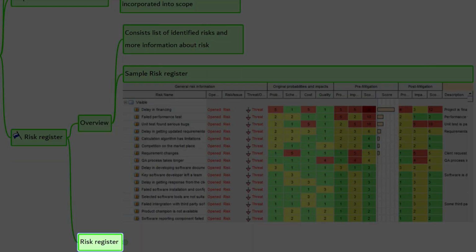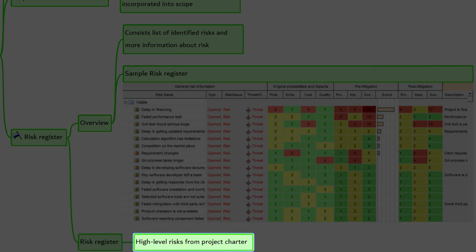Let's look at it with reference to the current context. The risk register will give the high-level risk from project charter. The risk register may contain response strategies that may affect the project scope, such as reducing or changing scope, strategies to avoid or mitigate risks. Remember, you are in a very early stage of the project, so the risk register may not have a lot of information. Only the high-level information will be there in the risk register.